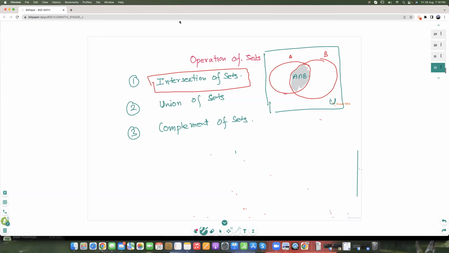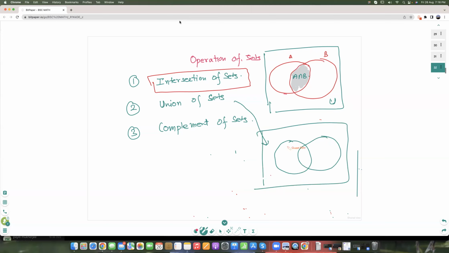So now the second is the union of sets. If I take the union of the sets, with two Venn diagrams again, every single element of both sets will be in the union. So A union B, and we denote the intersection as A intersection B.